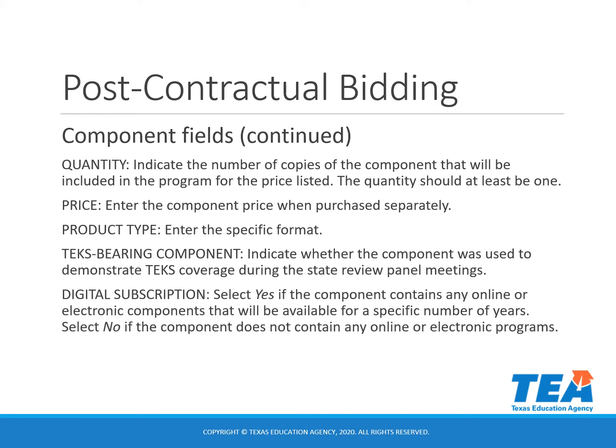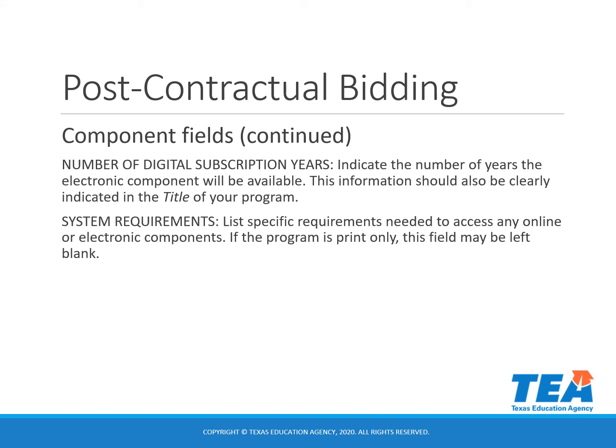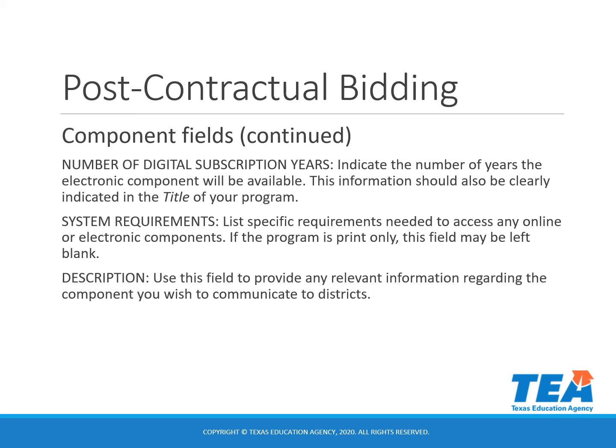For the digital subscription, select yes if the component contains any online or electronic components that will be available for a specific number of years. Select no if the component does not contain any online or electronic programs. For the number of digital subscription years, you will indicate the number of years the electronic components will be available. This information should also be clearly indicated in the title of your program. You will list any specific requirements needed to access any online or electronic components in the System Requirements field. If the program is print only, this field may be left blank.